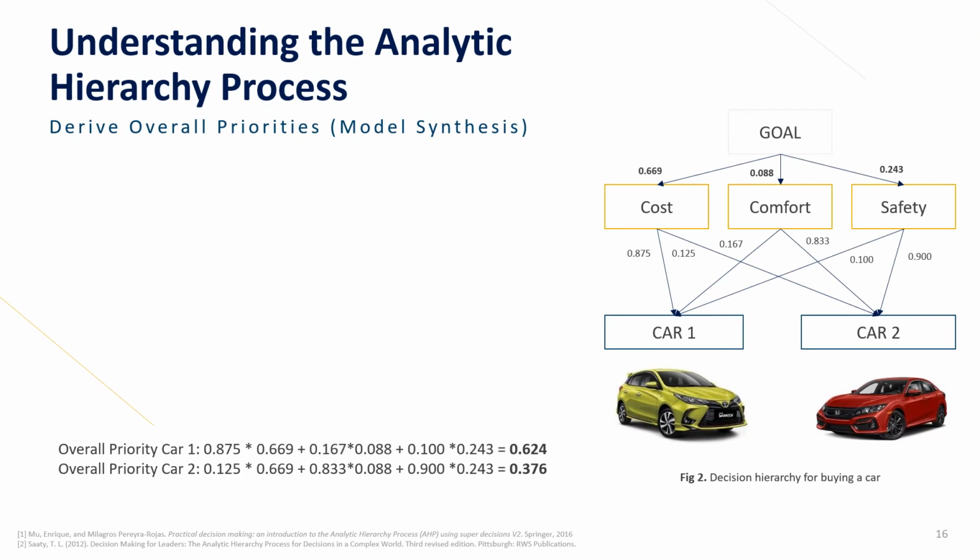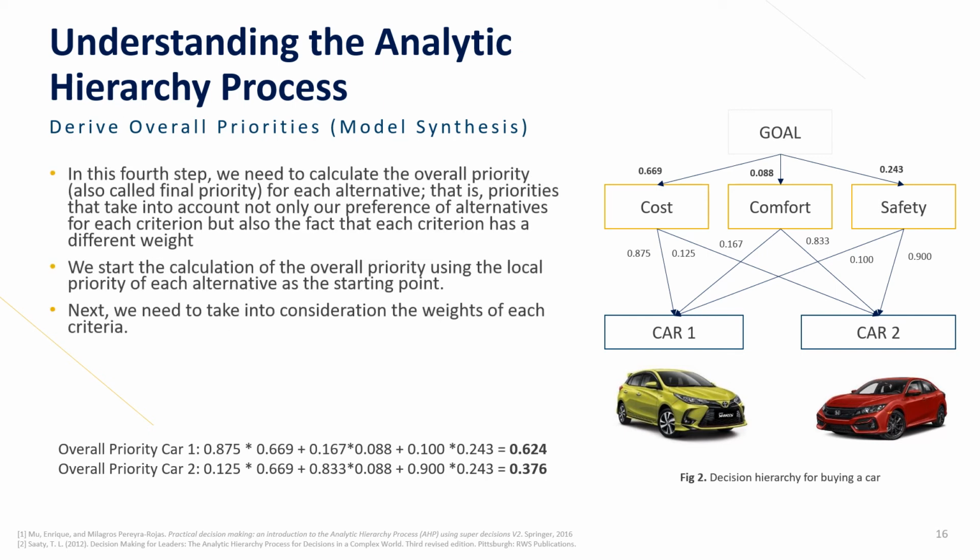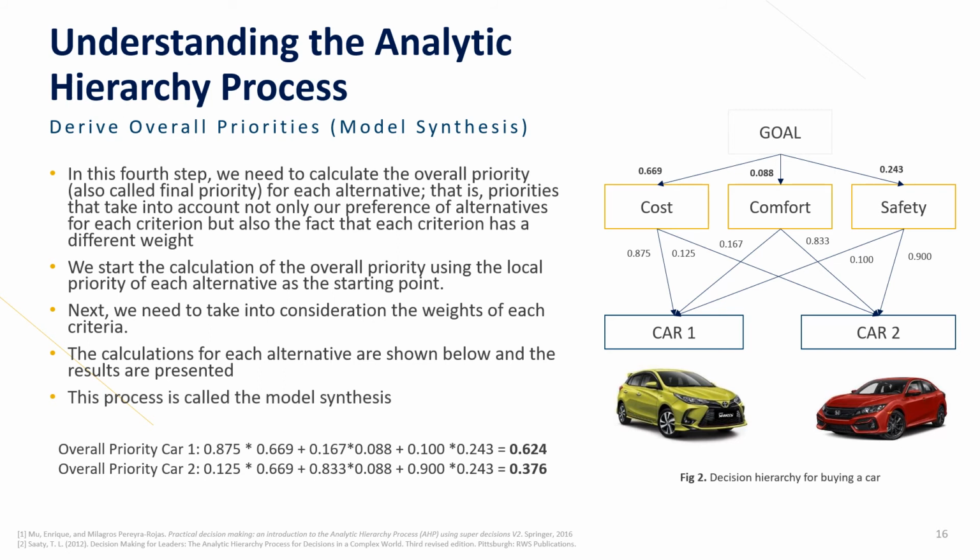Based on the final local priority that we have previously, now we can derive the overall priority or synthesis of the model. So let's try to illustrate it first. Based on the first step, we have this one, the weight of the criteria. And then the second step, we have this part, the local priority of each alternative based on each criteria.